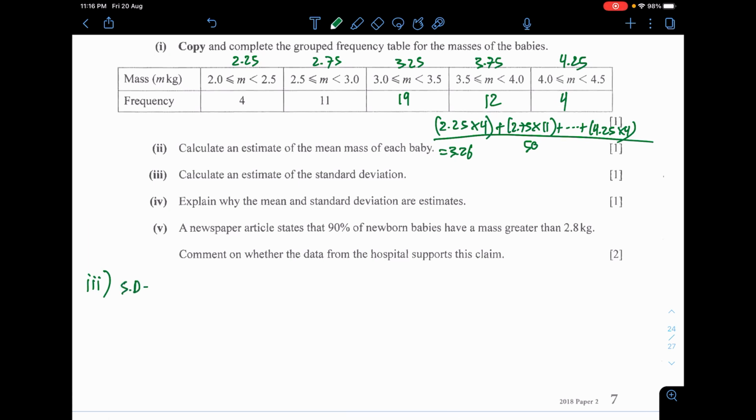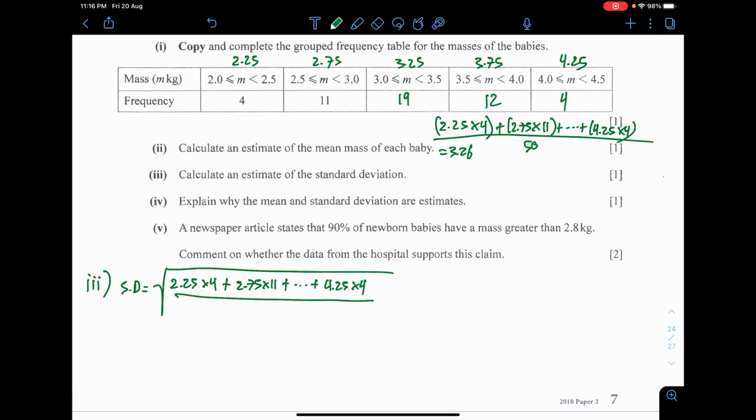Standard deviation equals the square root of... I actually prepared a long one for a good reason. Now, put down 2.25 multiply 4 plus 2.75 multiply 11, all the way until 4.25 multiply by 4. You can say that this is similar to how I find the mean, with a bit of extra stuff. Put a square for each value: 2.25 square multiply 4, 2.75 square multiply 11, and so on and so forth.